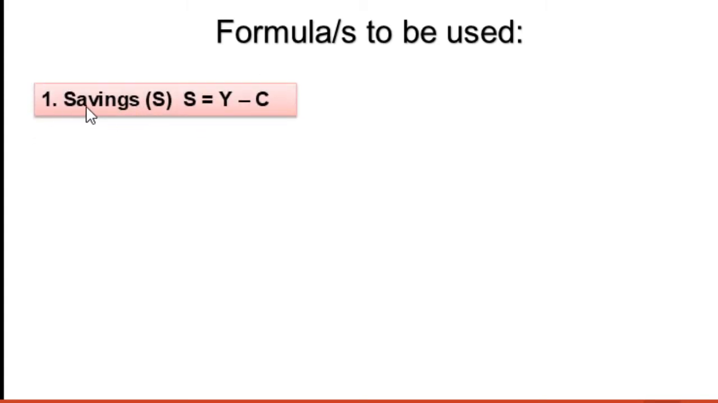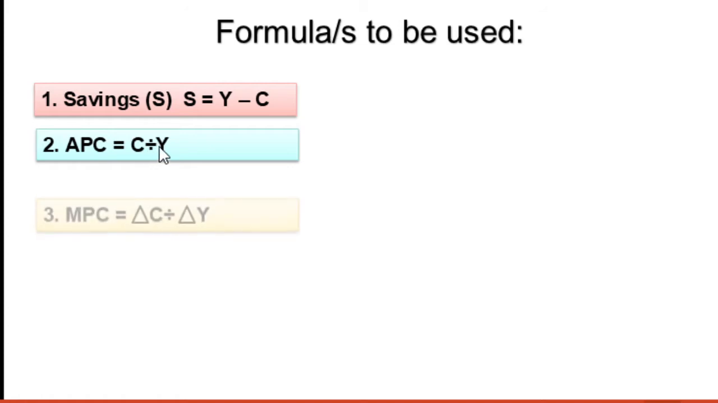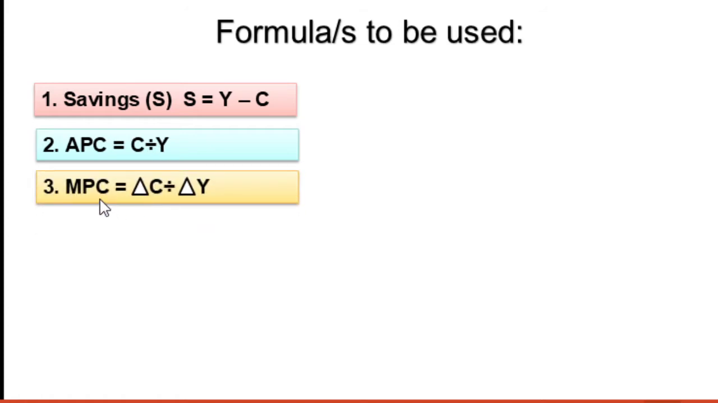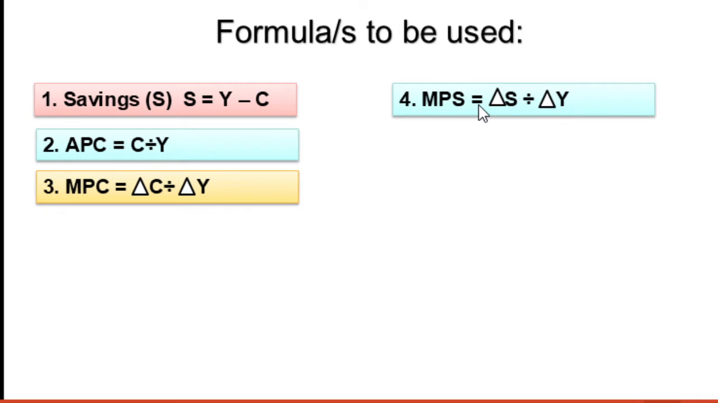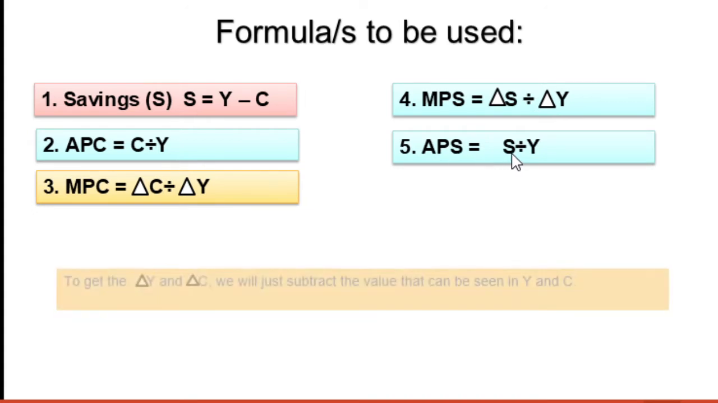Now, let us be familiar with the formulas to be used. Number 1, savings. S is equals to Y minus C. APC is equals to C divided by Y. MPC is equals to change in consumption divided by change in income. MPS is equals to change in savings divided by change in income. And APS is equals to S divided by Y.